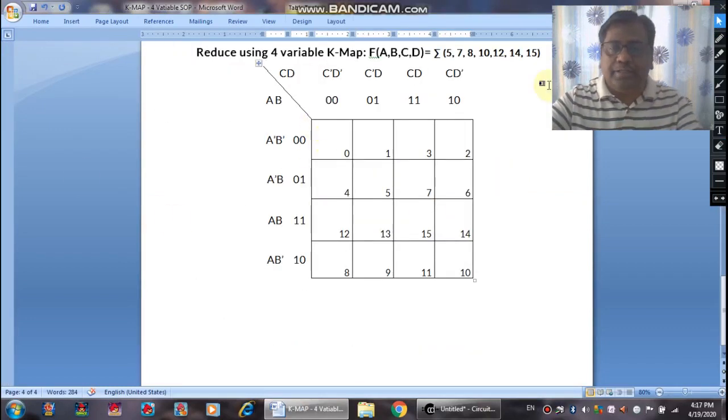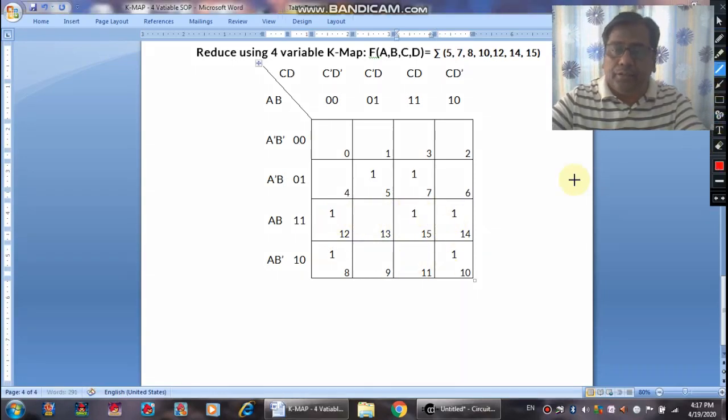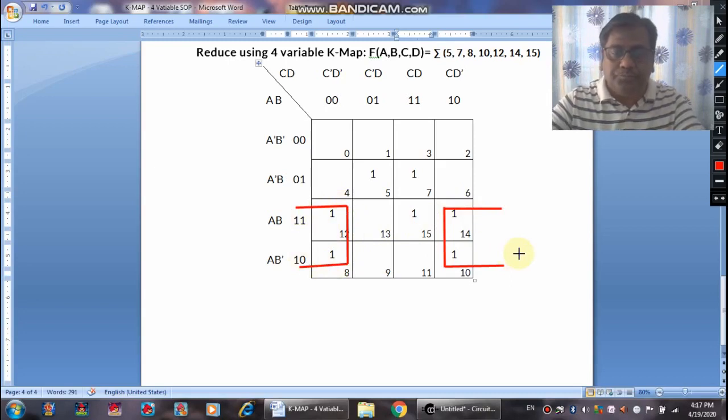Now when we talk about the next question, what we are supposed to do, we are supposed to plot 1 at 5, 7, 8, 10, 12, 14 and 15. In this, one thing is very clear, that with the concept of map rolling, 14, 10 and 12, 8 can be grouped as a quad.